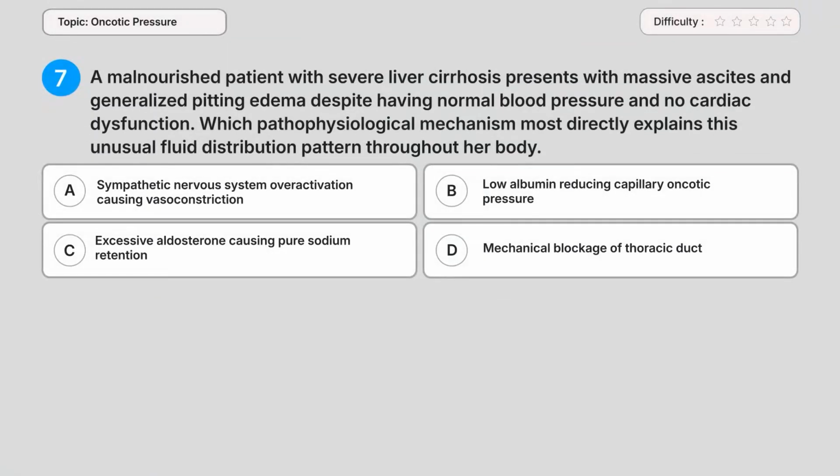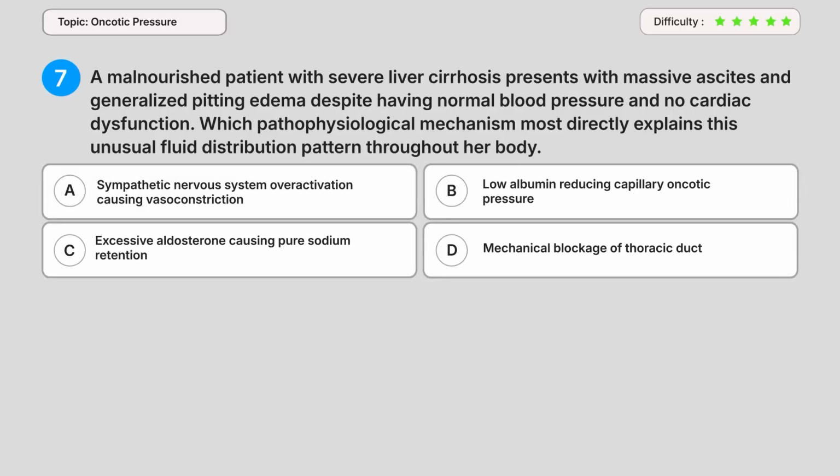Question 7. A malnourished patient with severe liver cirrhosis presents with massive ascites and generalized pitting edema, despite having normal blood pressure and no cardiac dysfunction. Which pathophysiological mechanism most directly explains this unusual fluid distribution pattern throughout her body?